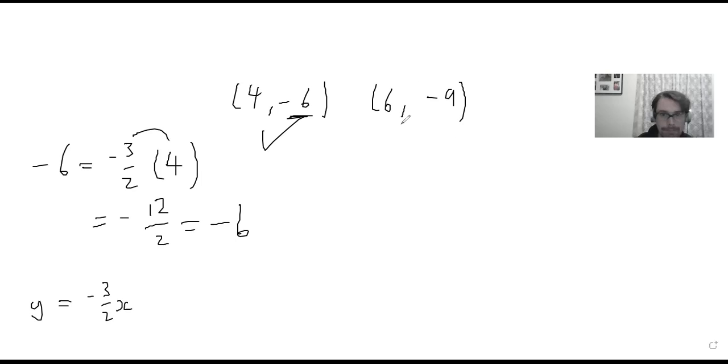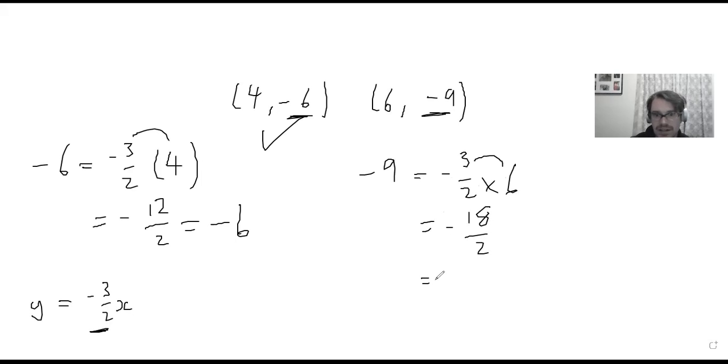I'll try the second one. So the y is minus 9. Minus 3 on 2x, minus 3 on 2. What's our x? Our x is 6. We multiply these top numbers. Keep the minus, of course. 18 divided by 2. 18 divided by 2 is 9. So we have minus 9. The second one works. Perfect. We've got the right answer.